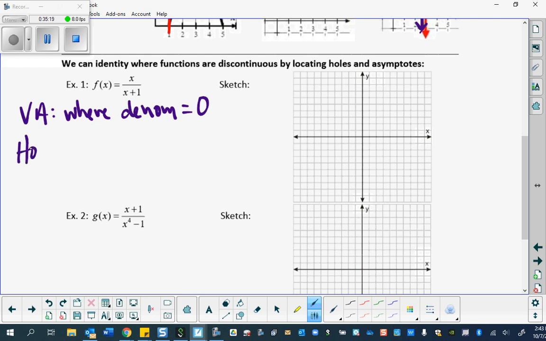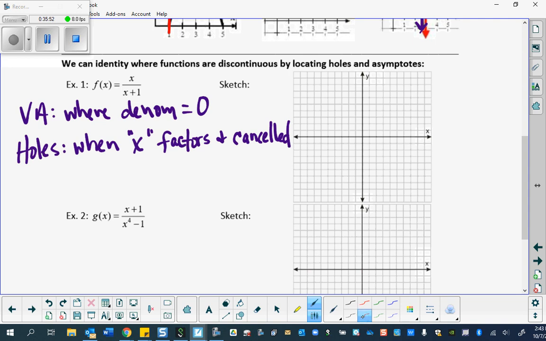Your holes are going to be when a value of x factors out and can be canceled. So when you lose an x, that's when that hole happens. So when I look at this graph here, x over x plus 1, I know that there's a vertical asymptote at x is equal to negative 1.